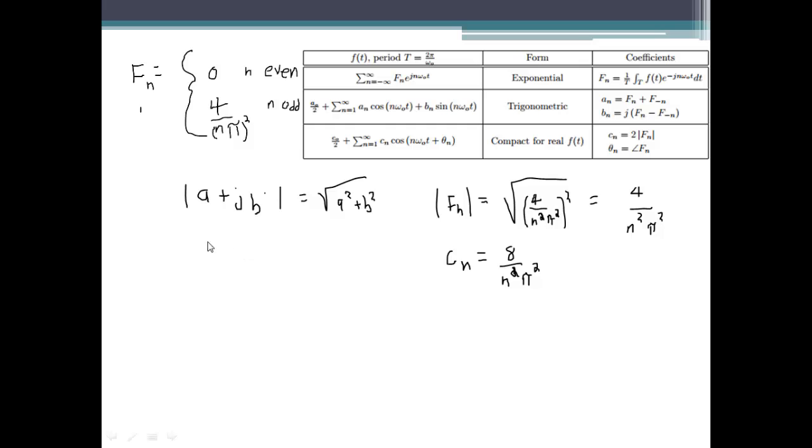Now to find these theta sub n's, we have to take the angle of f of n. And if we were treating it once again in this a plus jb format, the rectangular form, all we'd have to do to find the angle is to take the arctangent of b over a. So in this case, again, it's only real, so our b is equal to 0. So in order to find theta sub n, we just take arctangent of 0, which just equals 0.